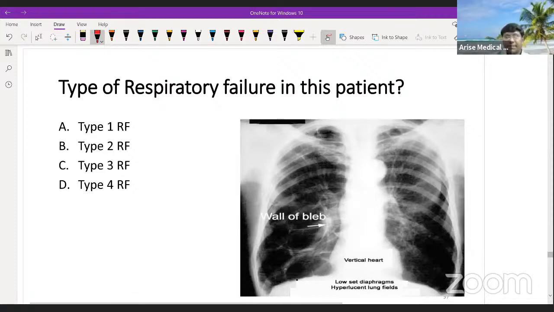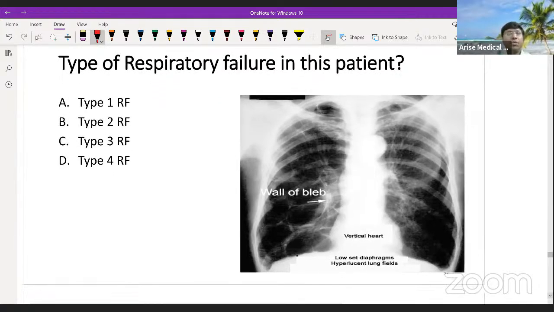Answer this. What is the type of respiratory failure you will see in this patient? Type 1 respiratory failure, type 2, type 3, or type 4? See, these are all very important images correlating with respiratory system knowledge. Let me see how many of you can answer.